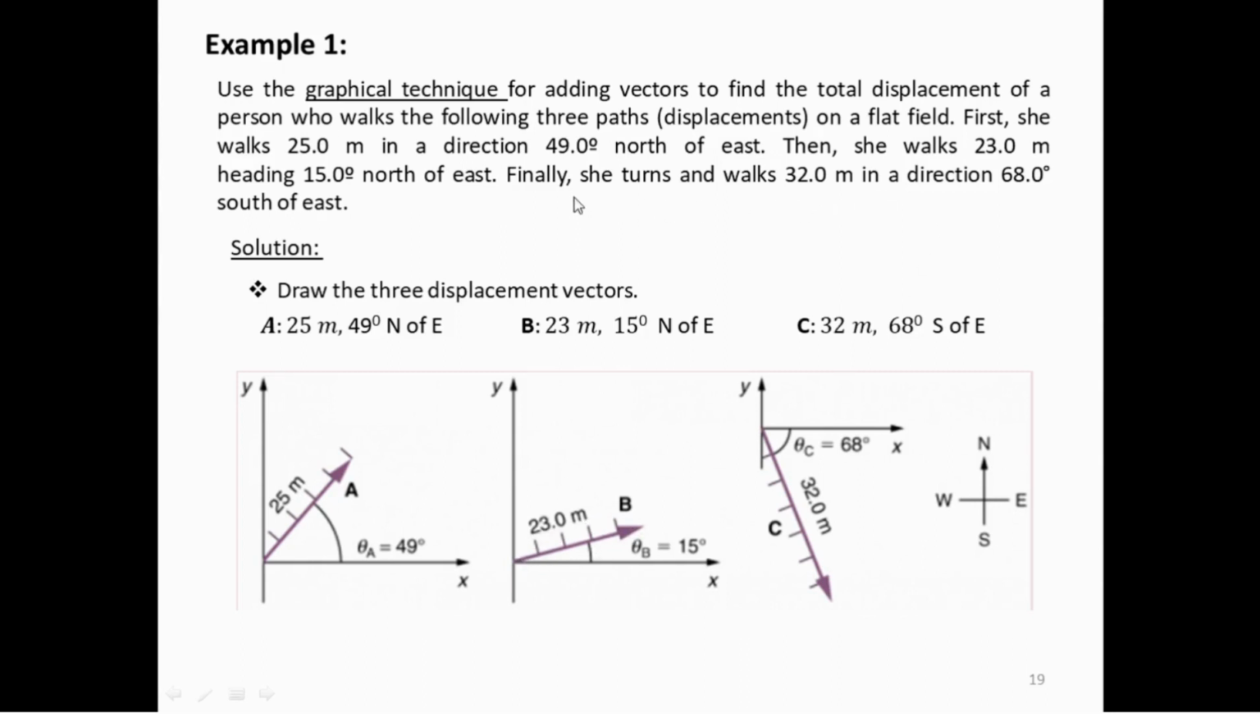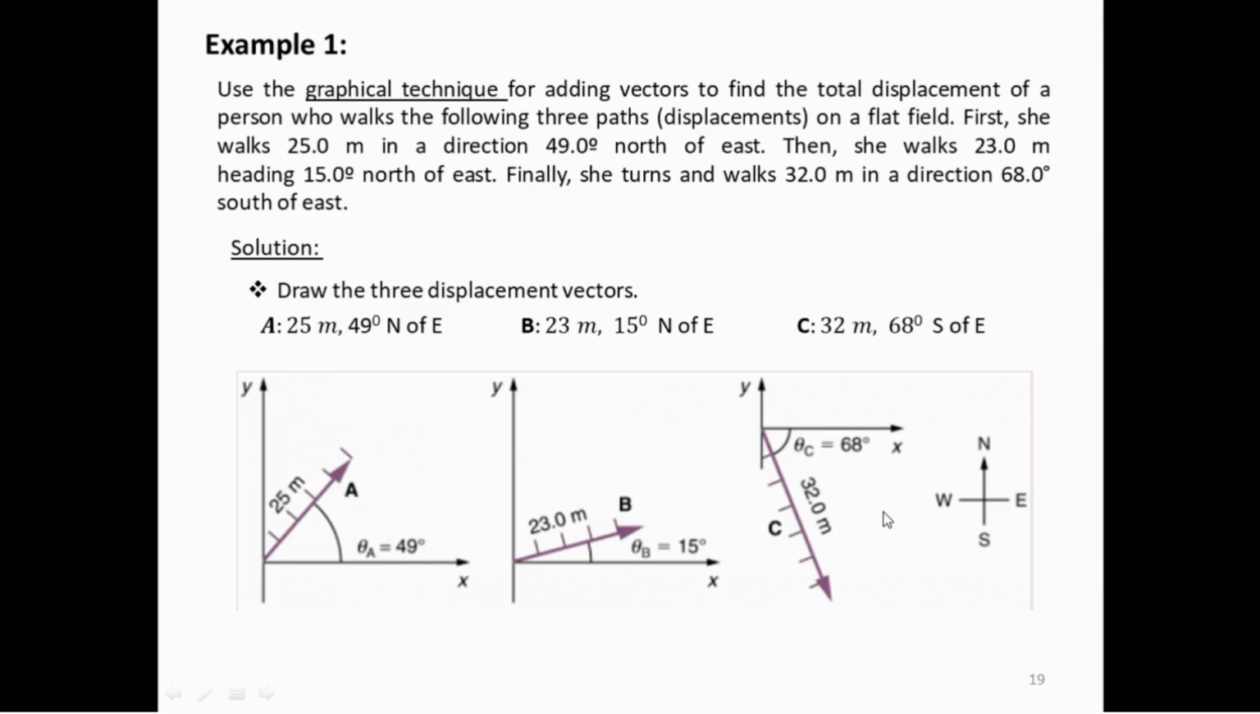And then lastly, we have 32 meters, 68 degrees south of east, which means that we go east first and then we face the south and then we measure 68 degrees. In this direction, we have to measure 32 meters. So we draw an arrow representing 32 meters. You can use 32 centimeters on your ruler to fit the paper. So these are the three vectors to be added.